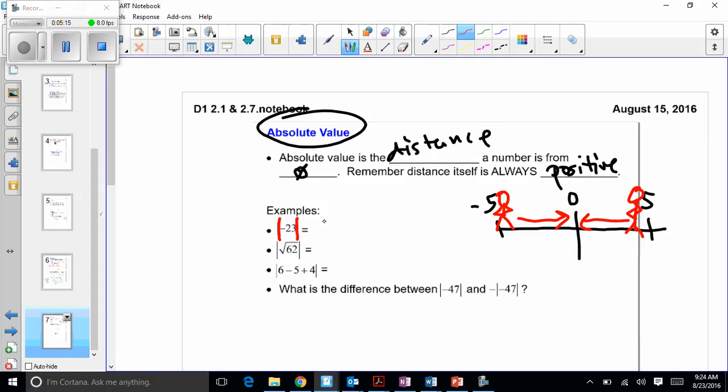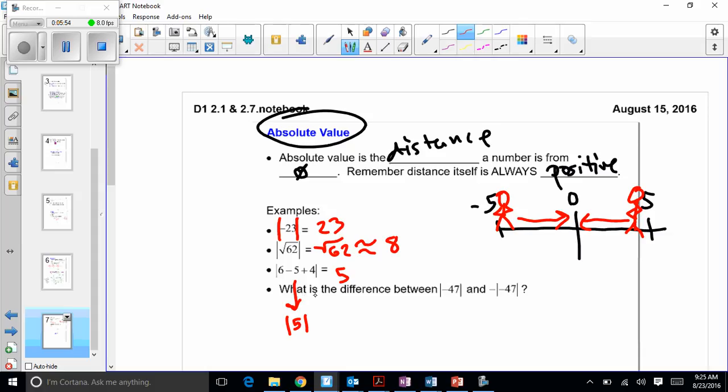The absolute value of negative 23 is 23. The absolute value of the square root of 62 is equal to the square root of 62, which you can use your calculator for, or you can estimate that to say, you know what, that's really close to the square root of 64. So I'm going to say it's about 8. And then here, we've got an expression on the inside. So I'm going to do 6 minus 5 plus 4. I'm going to simplify this down. On the inside, it's the absolute value of 5, so it ends up being a positive 5.